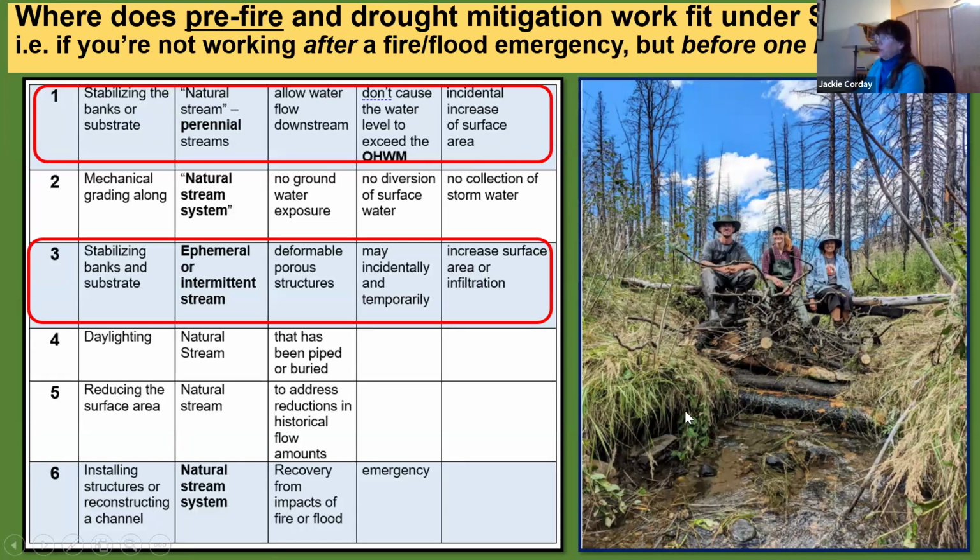And when you look at this picture, this is not causing the water to go up and above the ordinary high water mark out onto the floodplain. So this project would fit under SB 270, even if this was not a fire emergency.